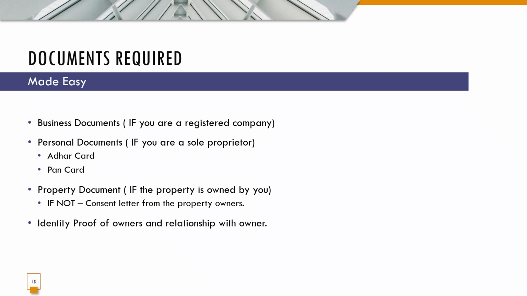Then, if it is not in your name, then you need the consent letter from the property owners and identity proof and relationship proof of the owners. If they are your parents or your uncles and aunts, then you'll require the relationship proof. If there is no relationship, then the rental agreement with the consent letter from your owner would be required.